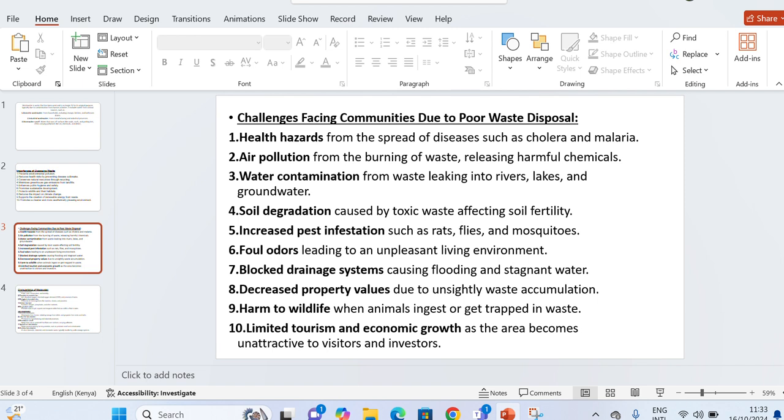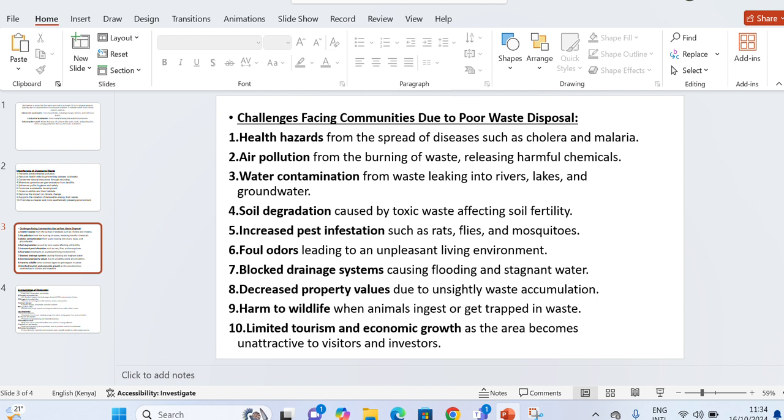When we poorly dispose of this waste, for example, when heavy rainfall comes in, it will sweep all the waste particles to our rivers, lakes, and groundwaters, and this will affect our aquatic environment. Soil degradation.